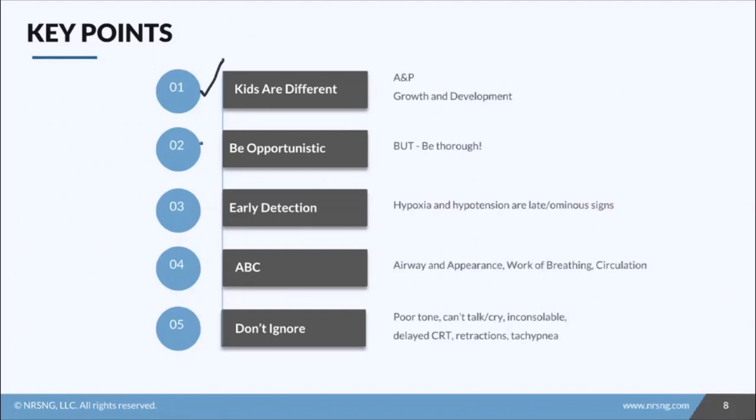Number 2, be opportunistic, but be thorough. Number 3, early detection is so important if we're going to have good outcomes. So remember, hypoxia and hypotension are late signs. Know your ABCs. That's a great structure for making sure that you don't miss out on those red flags. And then finally, commit those red flags to memory. Don't ignore them, even if your patient doesn't look that bad. Remember, the goal is to keep them from ever getting to that point so that we can have the best outcomes.